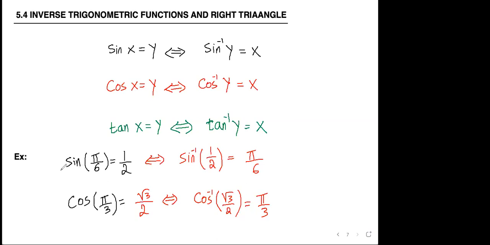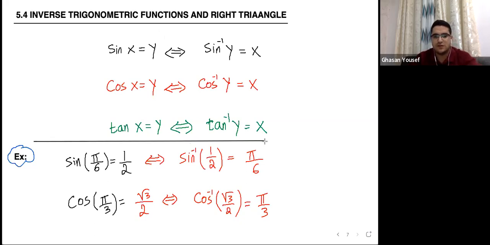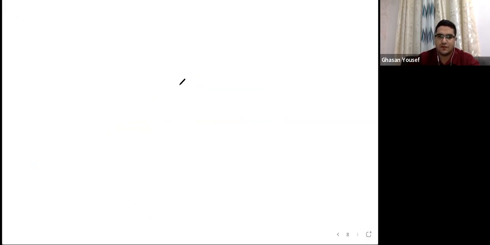Now I'm going to show you what exactly I restrict for the domain and the range of these functions. This is just the general idea for this section. Now I'm going to give you a table showing the domain and the range that I restricted to make this function have an inverse. So first of all, here is the function.